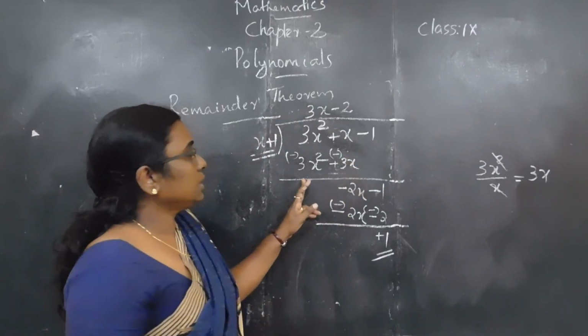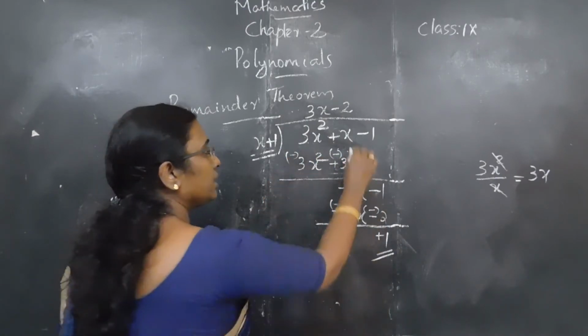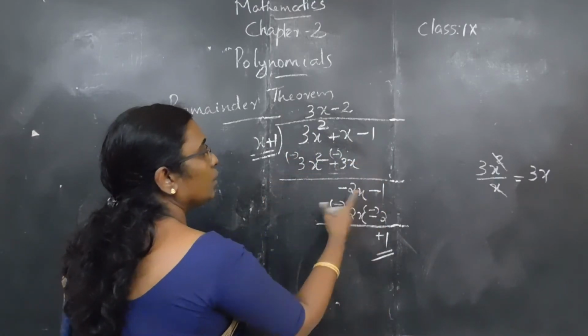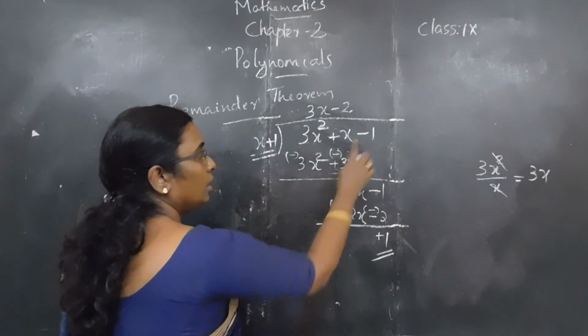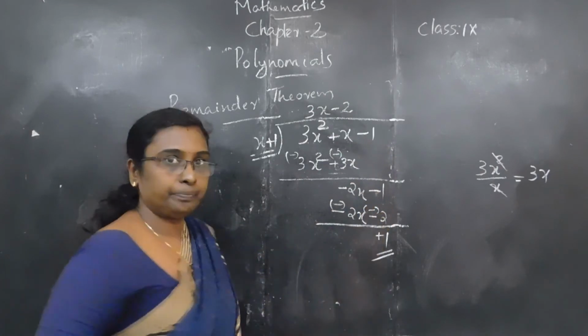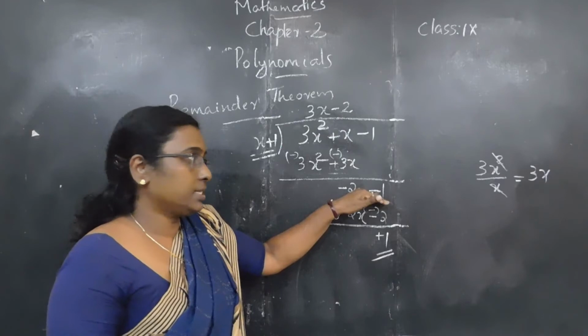So, in order to subtract this polynomial, we put a minus symbol here. Then subtract: x minus 3x equals minus 2x, 3x square minus 3x square is 0. Here, write this minus 1 here. Then we proceed as above. This is the new dividend.